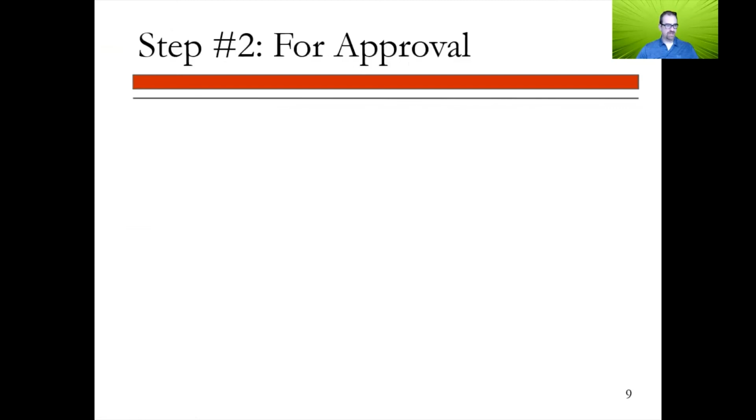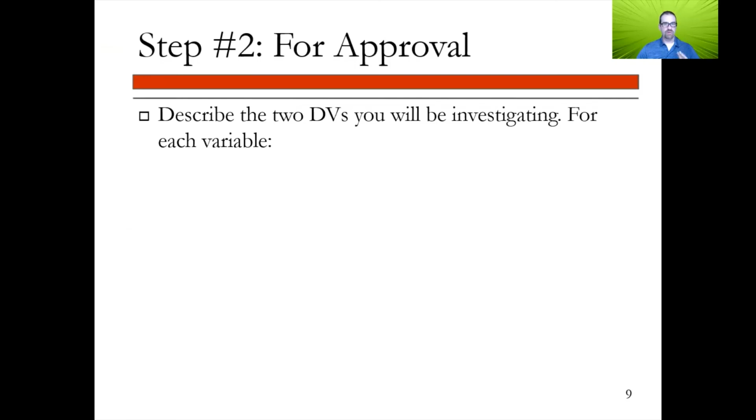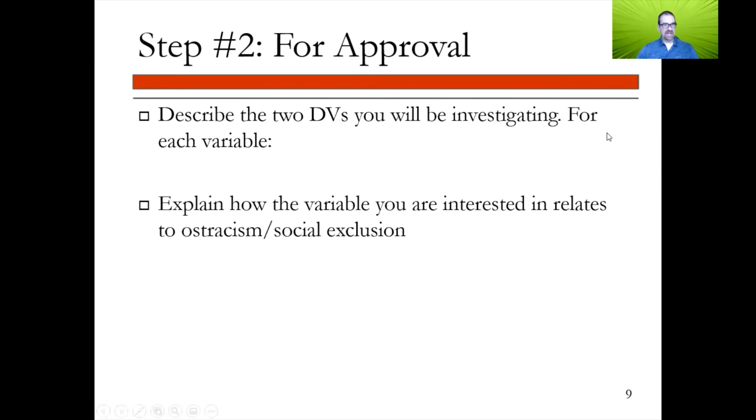What I want to talk about, what you'll do now, is the steps that you need to do for approval. And so to get approval for the next step, you need to describe 2 DVs that you're interested in investigating for each variable. Okay. As you do this, you can explain how the variable you're interested in relates to social exclusion, to ostracism. Why is this important? So in the case of dehumanization, it shows that ostracism is a way not only makes someone feel excluded, but it starts to make them feel less human, that there's not a connection to them.